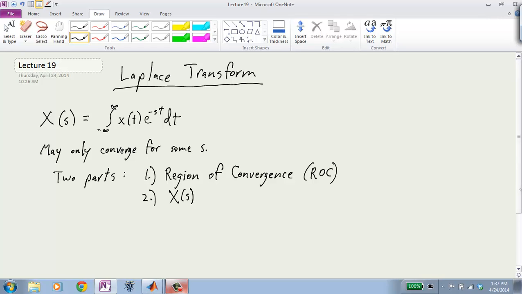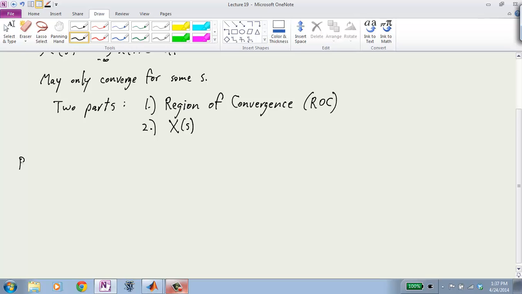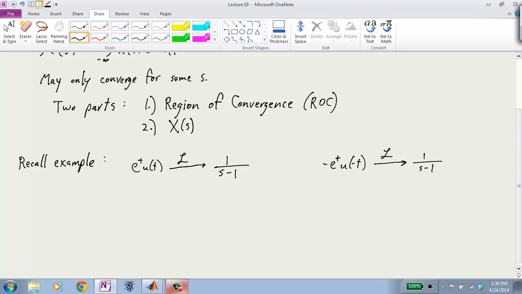We saw, for example, let's recall the example we saw last time. If we take this function, e to the t u of t, and we do a Laplace transform of it, then we get 1 over s minus 1. And also if we took the function negative e to the t u of negative t, and we took the Laplace transform, we also got 1 over s minus 1. All right, so they both had the same Laplace transform. That's not a good thing.